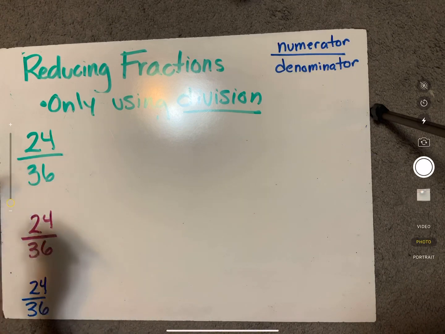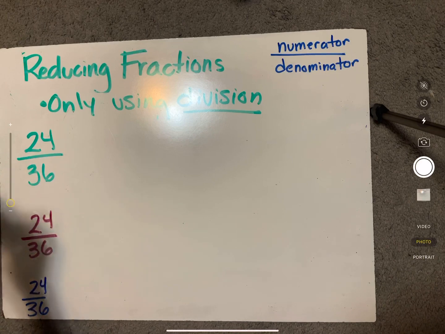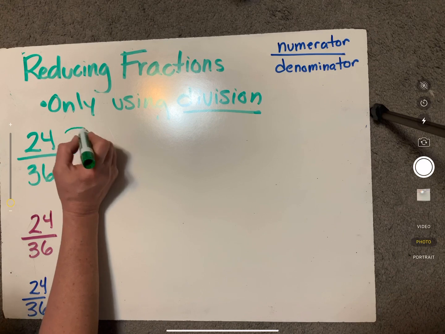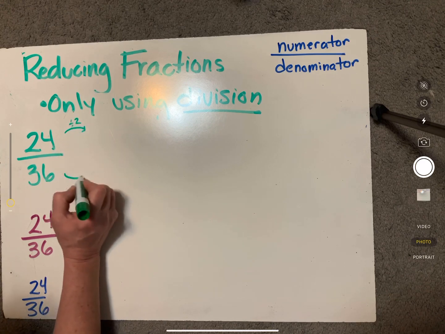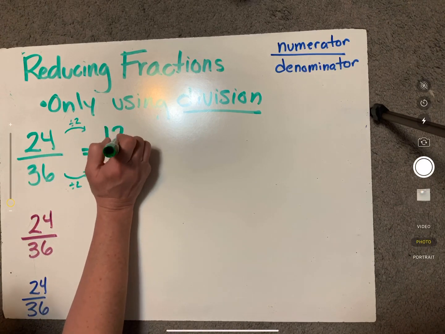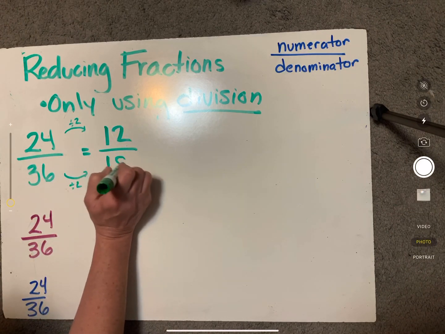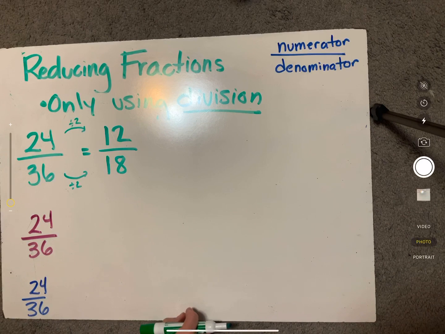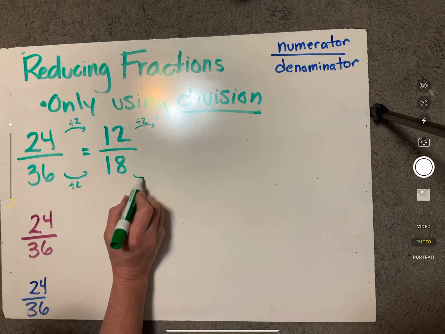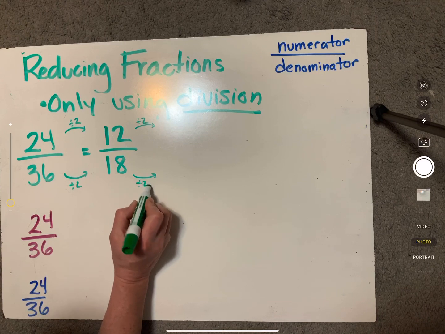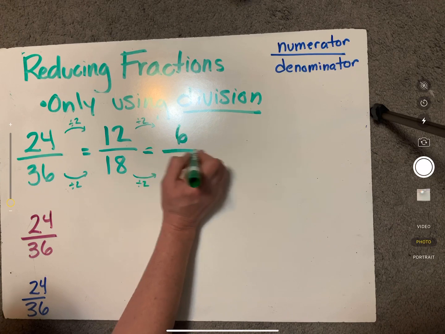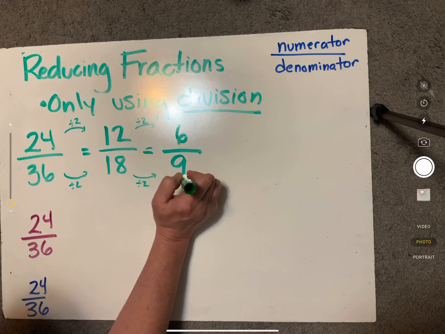24/36. Okay, so let's say in way number 1, I look at this and say, okay, these are both even. I can divide by 2. Divide by 2, divide by 2. So 24 divided by 2 is 12. 36 divided by 2 is 18. They're still even, so I could still divide. So I'm going to keep dividing until I can't divide by anything but 1. So 12 divided by 2 is 6. 18 divided by 2 is 9.